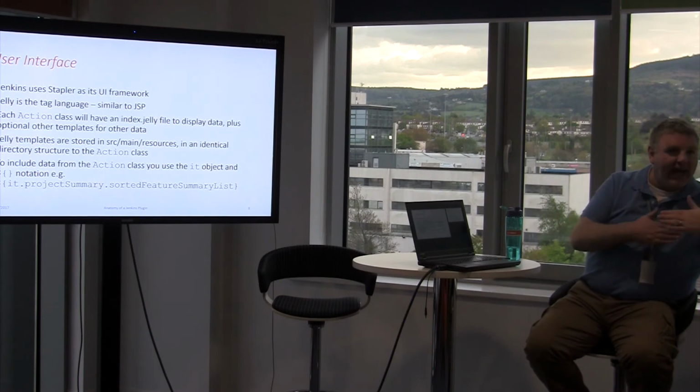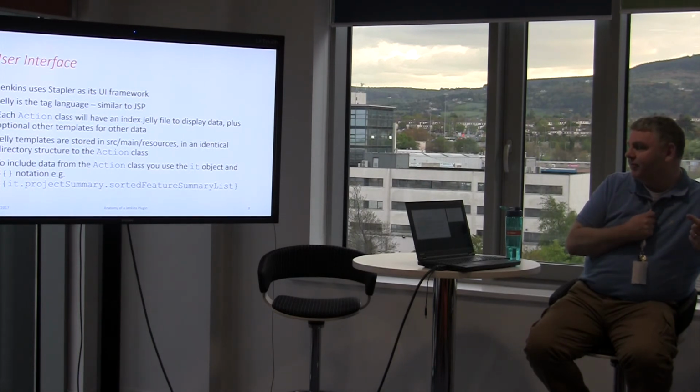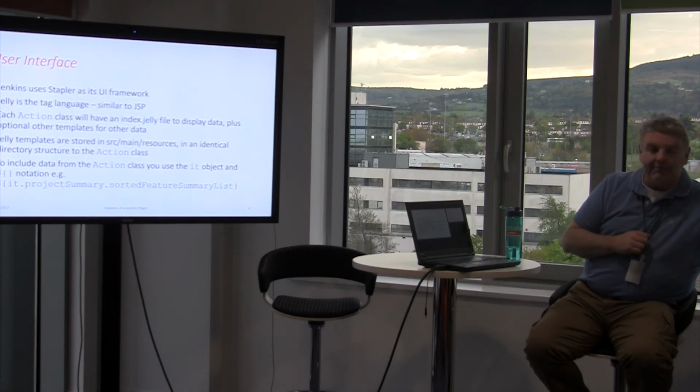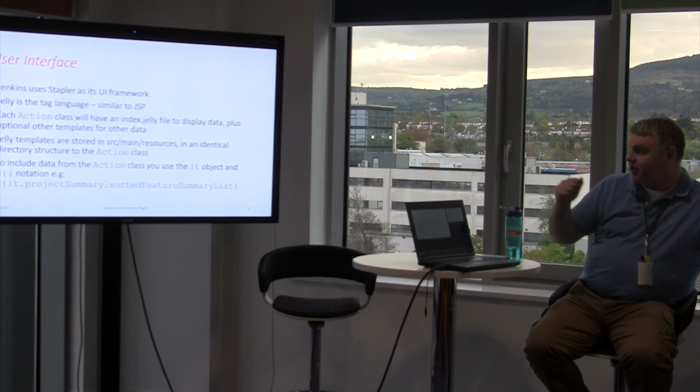If you can imagine, you may have multiple index.jelly files in there, so it's very important to make sure you're pointing at the right one, or you can very, very much confuse people. To include data, you use the it object, which is the Jelly root object, and then the dollar curly brackets notation, similar to that. It's similar to how it's specified there.